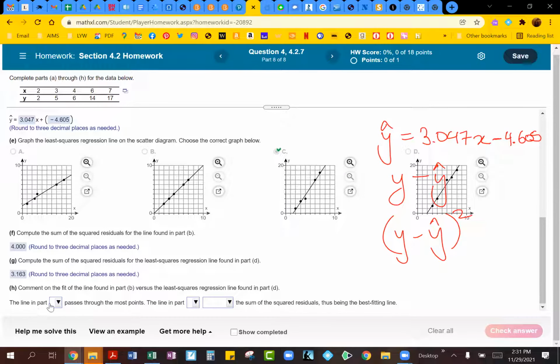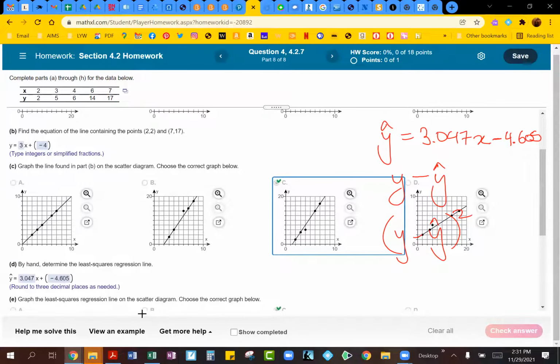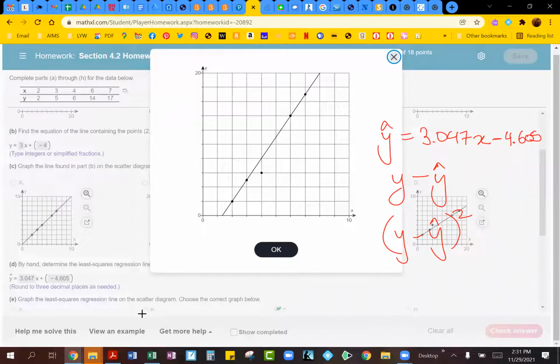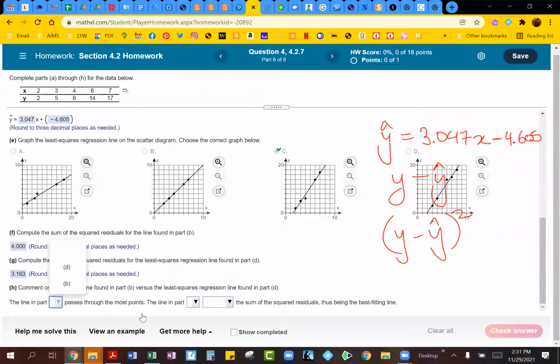So they are saying the line in part B or D passes through most points. And we know that's this line from part B, because this is the one where 4 points out of the 5 were passed through by the line. So part B is where your line will pass through the most points. However, the equation from part D is giving you the smaller residual, or the smaller squared residual, because obviously you can see our number for part D was smaller than the one from part B.